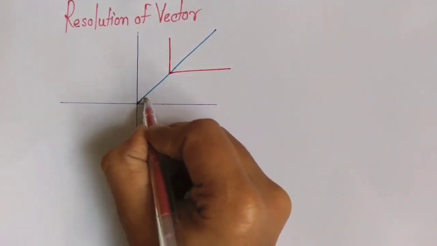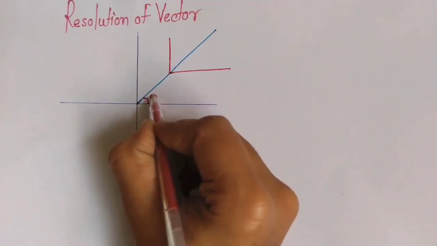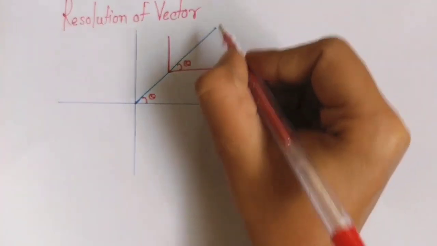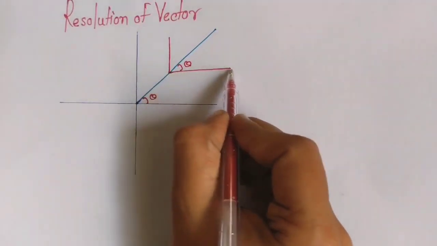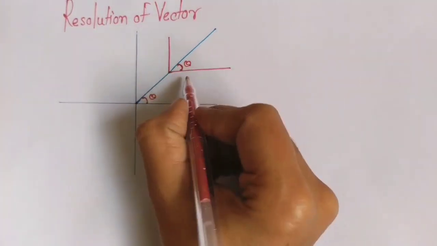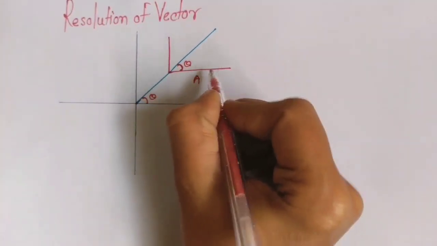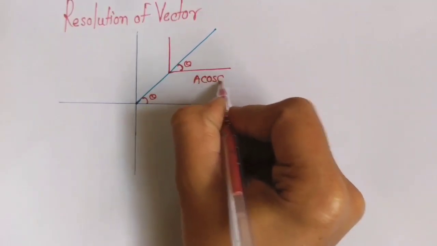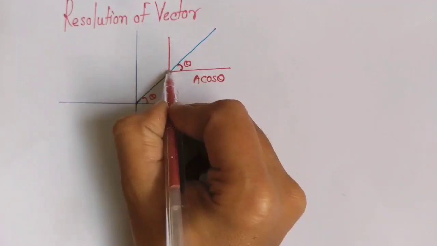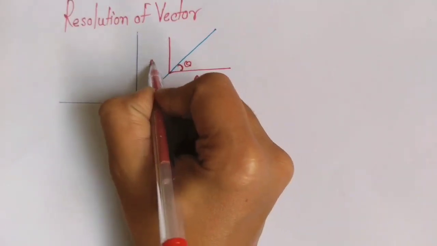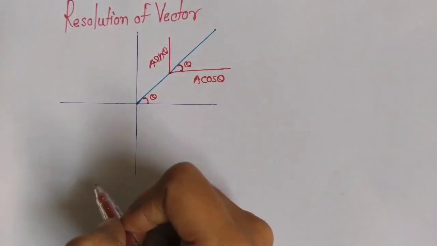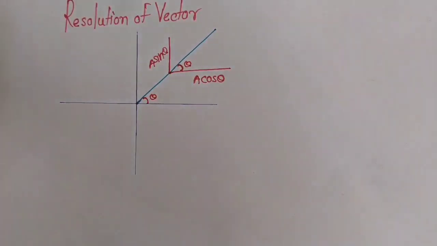This vector makes an angle theta 1 to this quadrant. This is theta 1. We take the angle on either side of this resolved vector, and we have taken a cos theta component adjacent to the angle, and the remaining component is a sin theta.